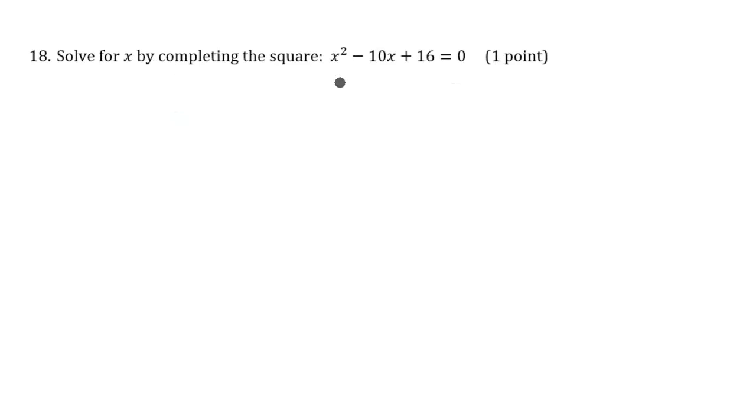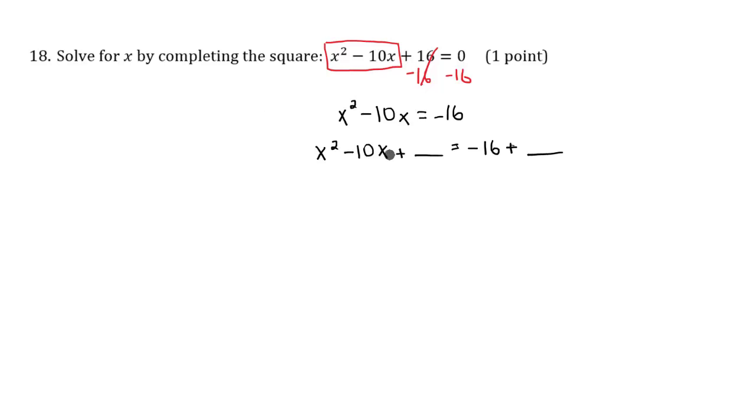Question 18 is asking us to do it all by ourselves now. So the first thing that we want to do is get our x squared and our x by themselves. I take away 16 from the left side and the right side. That goes away. Now I'm left with this equation, right? And we want to add in a number to this left side here so that we can complete the square. So I'm going to rewrite this. And as you can see, I have a space here to add in a number on the left side, and then to keep everything balanced, I have to add it on my right side as well.